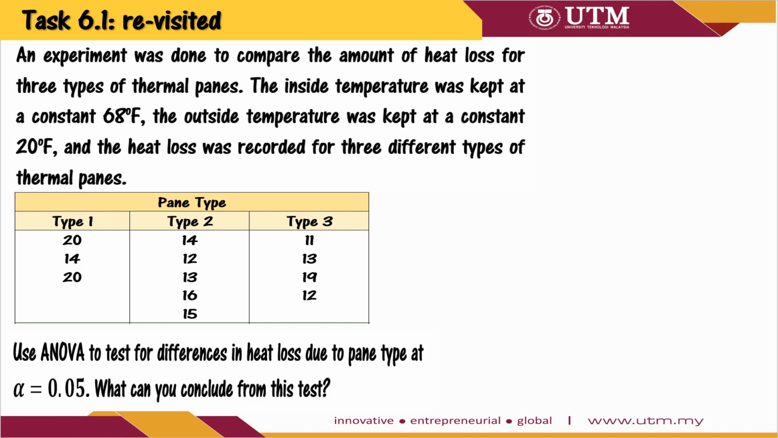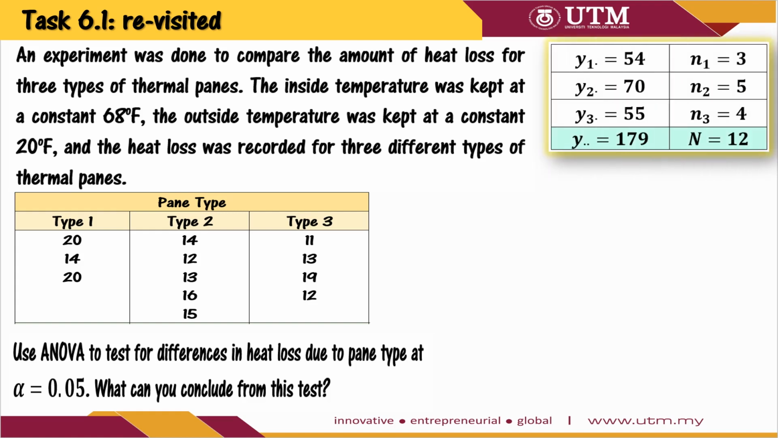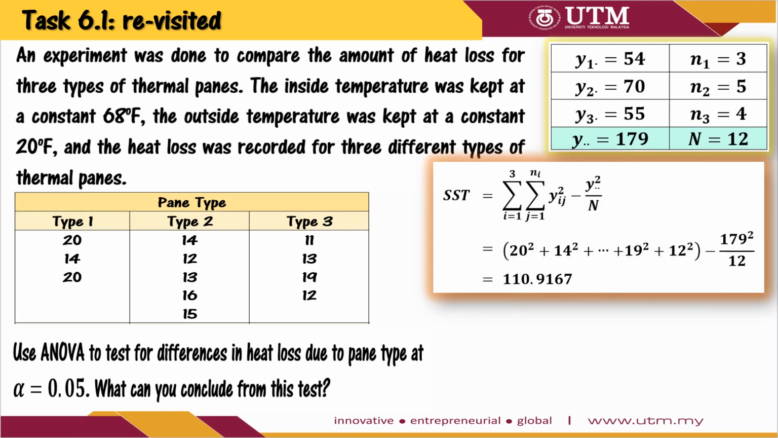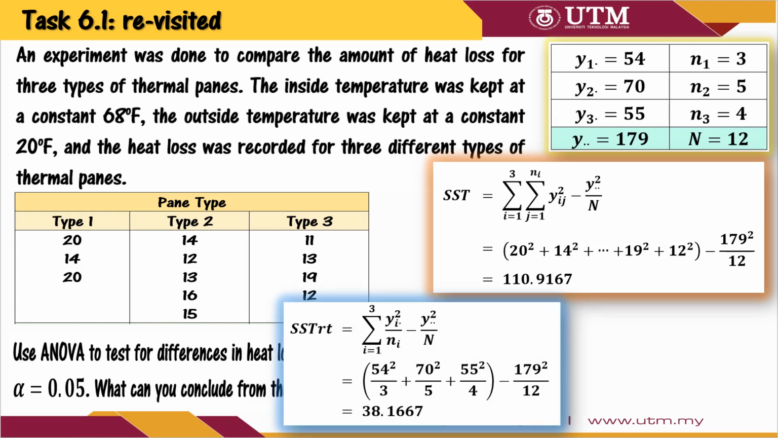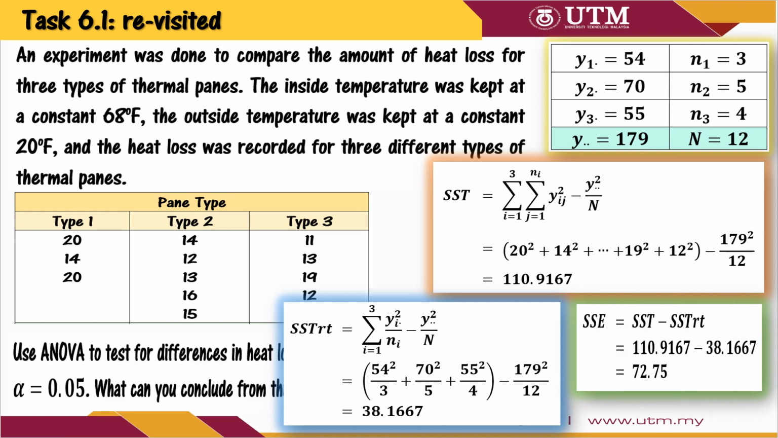Again, what you need to do first is to get the level totals and the grand total, as well as listing down the level sample sizes and the total sample size as follows. Next is to calculate the three sums of squares using the available formula, which are the total sum of squares SST, the treatment sum of squares SSTRT, and hence the error sum of squares SSE. After obtaining the sums of squares, you can then insert these values in the ANOVA table as shown in the subsequent slide.